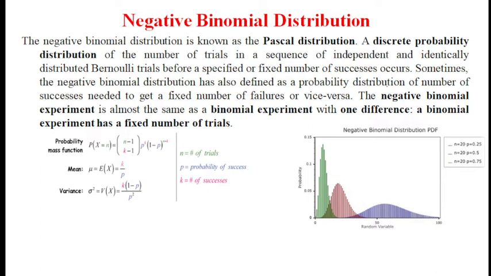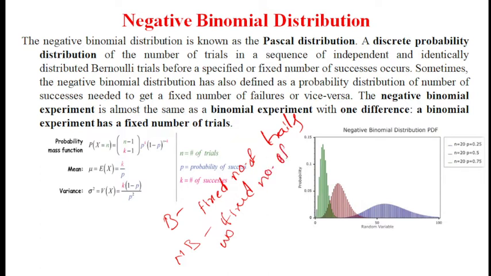What is that? A binomial experiment has a fixed number of tries. What about this negative binomial distribution? No fixed. There is no fixed number of tries.